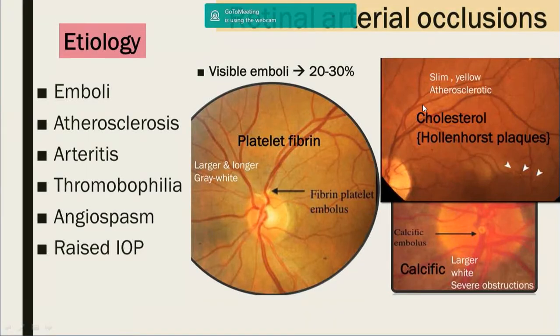In 20 to 30% of these cases, the emboli are visible. Here you can see a platelet fibrin emboli. Here is a cholesterol emboli, which is most commonly atherosclerotic in nature. Like you can see the white dots here. And calcific emboli are a little larger and they cause a more severe type of obstruction.